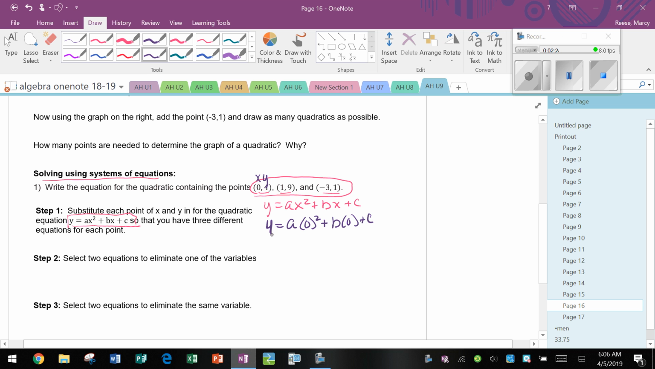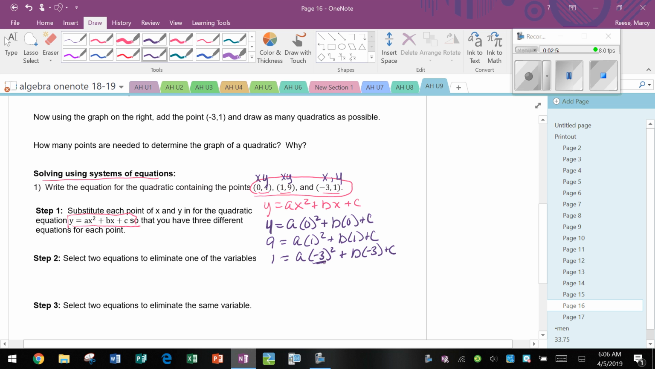And then I'm going to do it for 1, 9, and for negative 3, 1. Each of the points. I'm going to take 1, 9 now: 9 equals a times 1 squared plus b times 1 plus 1c. And then I'm going to do negative 3, 1, that last point. Remember, you have to have parentheses. It's so important right here because it becomes a square.